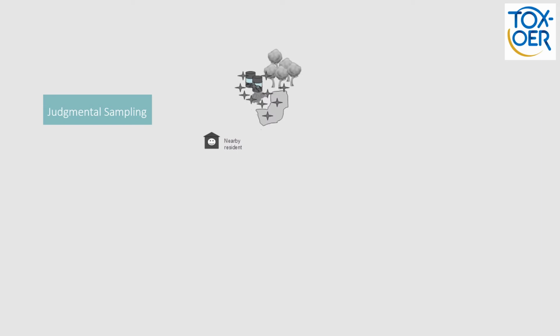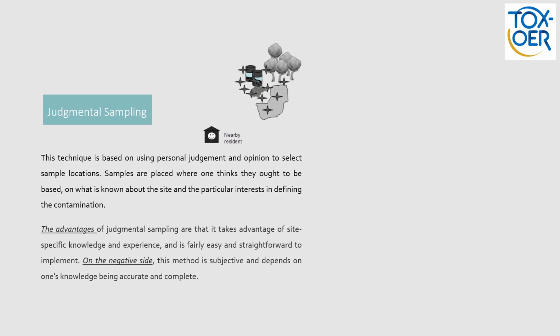Judgmental sampling. This technique is based on using personal judgment and opinion to select sample locations. Samples are placed where one thinks they ought to be based on what is known about the site and the particular interests in defining the contamination. The advantages of judgmental sampling are that it takes advantage of site-specific knowledge and experience and is fairly easy and straightforward to implement. On the negative side, this method is subjective and depends on one's knowledge being accurate and complete.